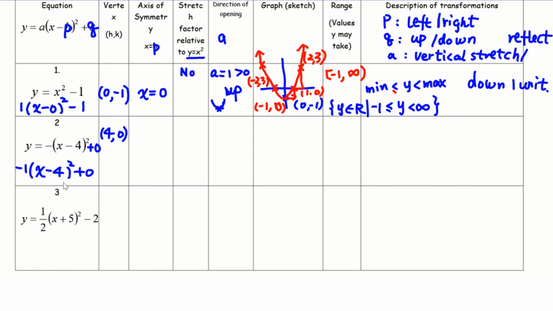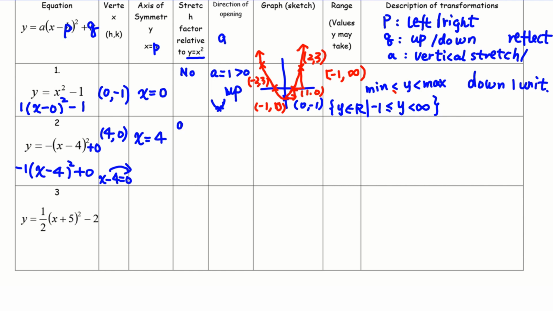The reason is that you can think of P as positive 4. You are solving for x minus 4, so you move the minus 4 to the other side and it becomes the opposite, positive 4. So that's the reason the P value is opposite. Then the axis of symmetry is just x equals the x-coordinate of the vertex.